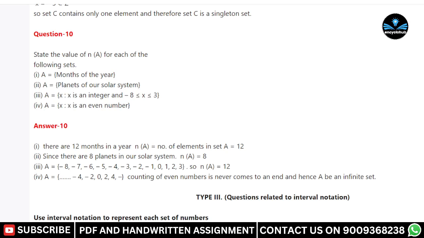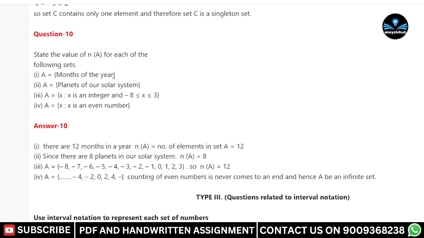Hi guys, we are solving 10 questions of chapter 1, Sets, and question number 10 is: state the value of n(A) for each of the following sets. Four points are given here. In the first one, it says the months of the year, like 12. So n(A) means the number of elements in the set.